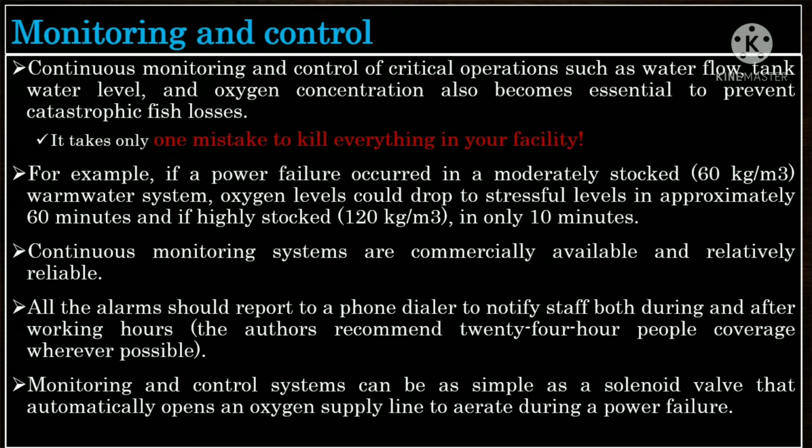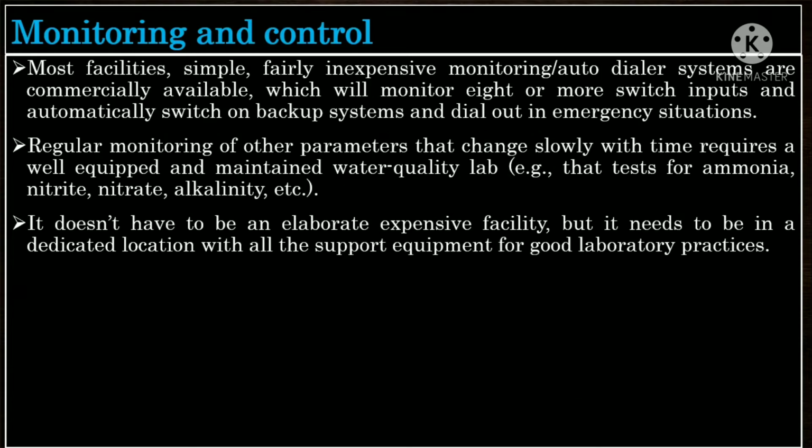Regular monitoring of other parameters that change slowly with time is also required, so equip and maintain a water quality lab, for example one that tests for ammonia, nitrite, nitrate, alkalinity, and so on. It doesn't have to be an elaborate, expensive facility, but it needs to be a dedicated location with all the support equipment for good laboratory practices.